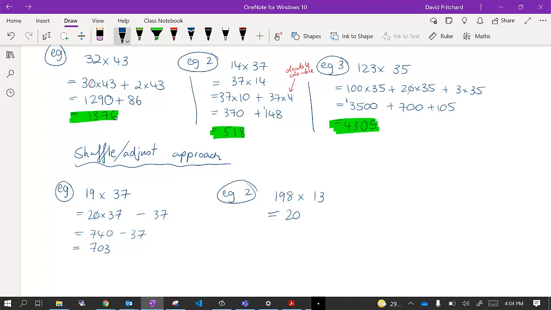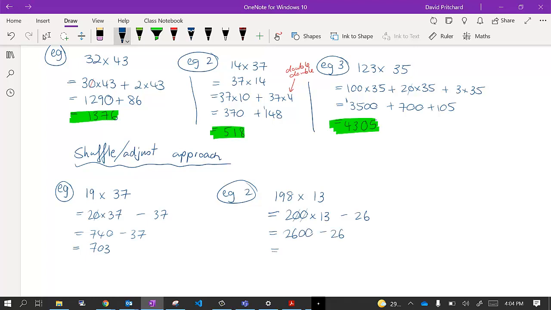well, what about 200 lots of 13? And that means I've added in 2 extra lots of 13, so I'm going to take away 2 lots of 13, which is 26. So with that adjustment, 2 times 13 is 26. I can put my 2 zeros back on. I can then take away 26.